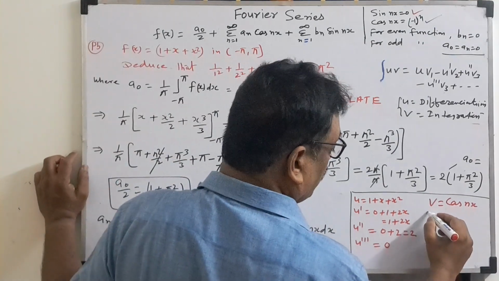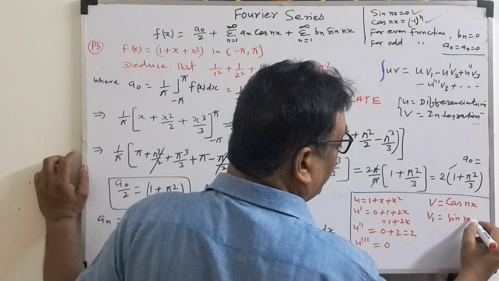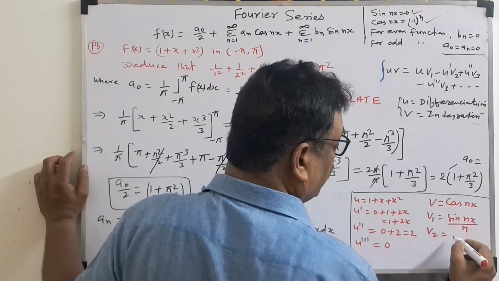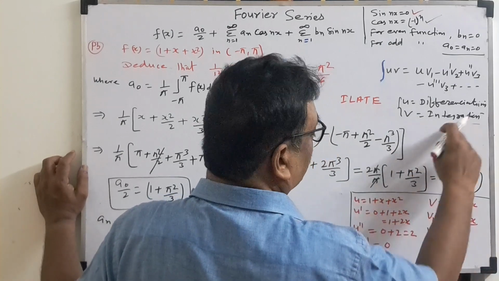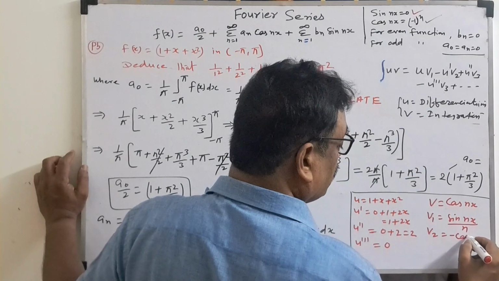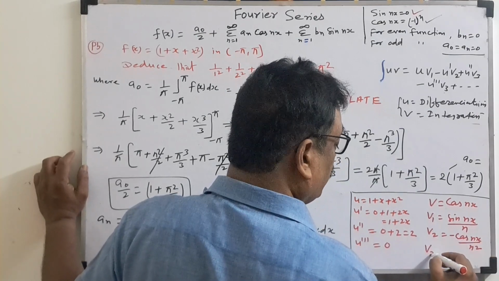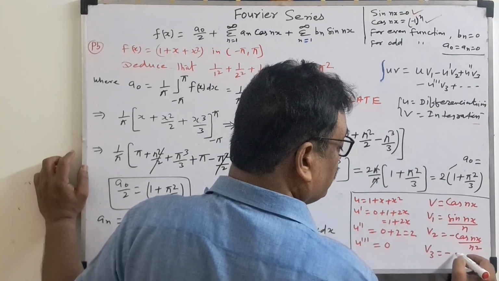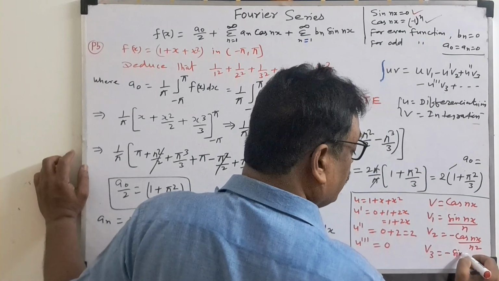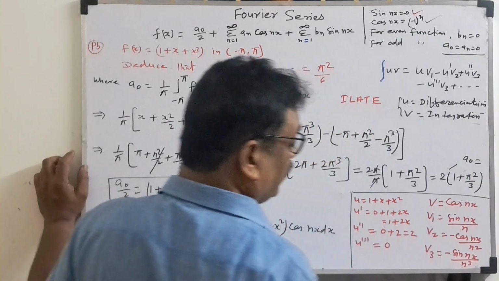Now v1. What is v1 here? Integrating cos gives sin nx by n. v2 is the integration of sin, so minus cos nx by n square. What is v3? Minus sin, integrating cos, gives minus sin nx by n cube.